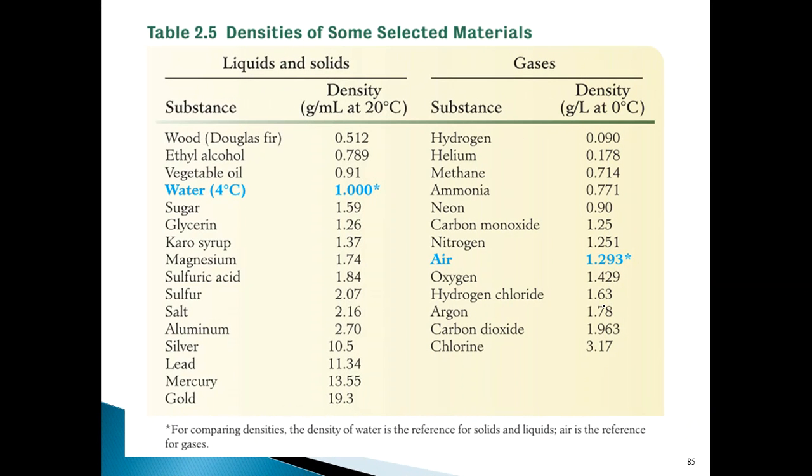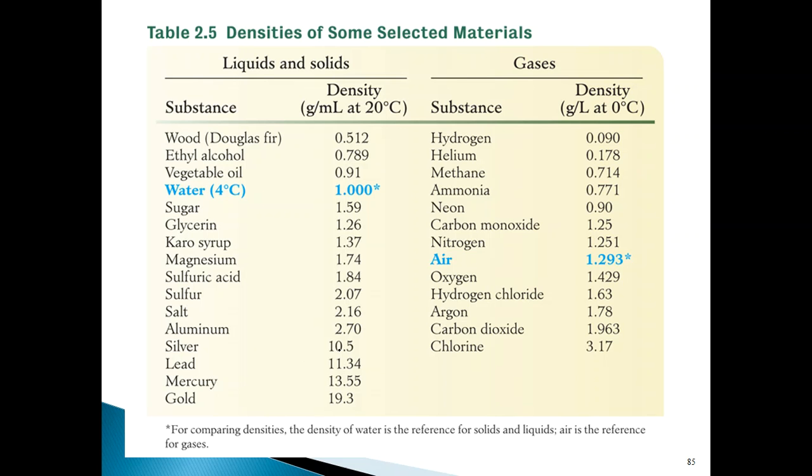Okay, so this is just giving you a representative list of different substances and their densities. And as you can see here, water, as I said before, at 4 degrees Celsius has a density of 1.000 grams per mil, and silver is 10.5 grams per mil, right? Mercury is 13.55 grams per mil, gold is 19.3. So that gives you an idea as to the densities of different substances as far as the solids and liquids are concerned.